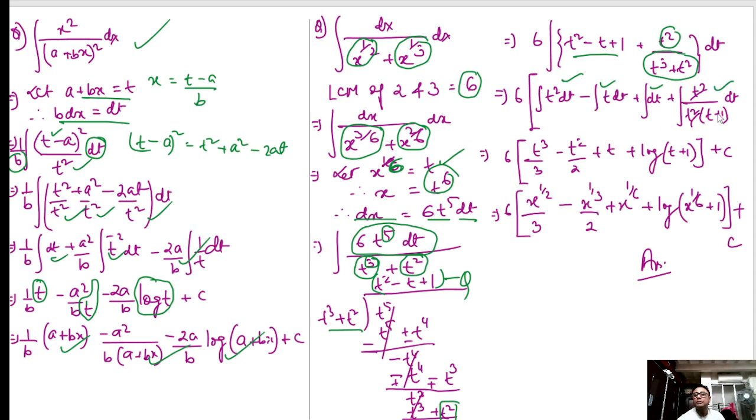Taking t square common from here. So t square is t cube by 3, t is t square by 2, dt is t, and this is 1 by t plus 1, which is log (t plus 1), and then now replacing the value of t as x to the power 1 by 6, we are getting this answer.